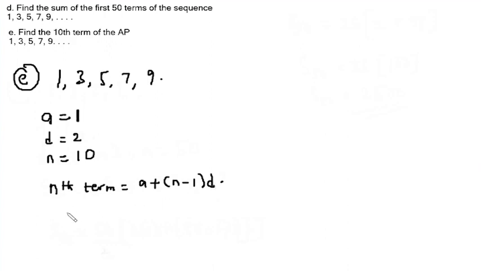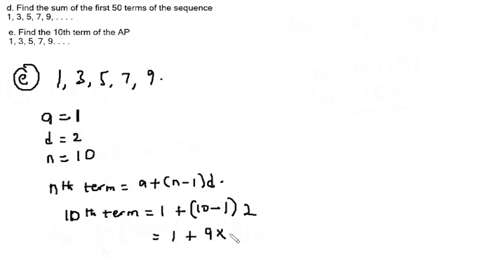Okay, so the 10th term is equal to, the first term is 1 plus the N value is 10 minus the 1, and then D value is 2. So we have 1 plus 10 minus 1 is 9 times 2. So this is equal to 1 plus 18. 1 plus 18 is equal to 19. So the 10th term of this arithmetic progression is 19.